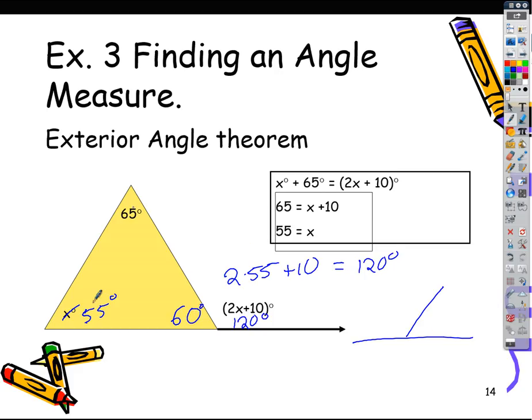So this angle and this one have to make 180. This one and these two combined have to make 180. So then doesn't it just make sense that those two have to be the same as that one, don't they? Right?